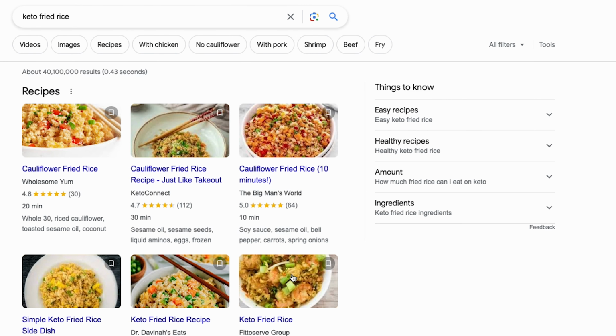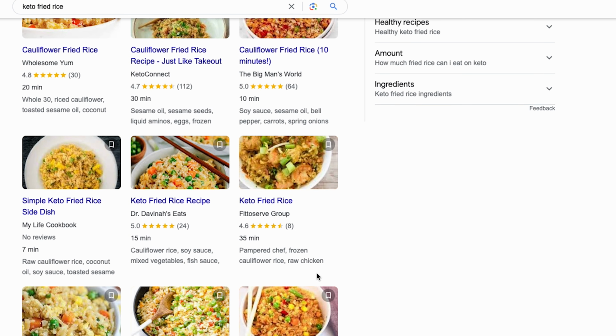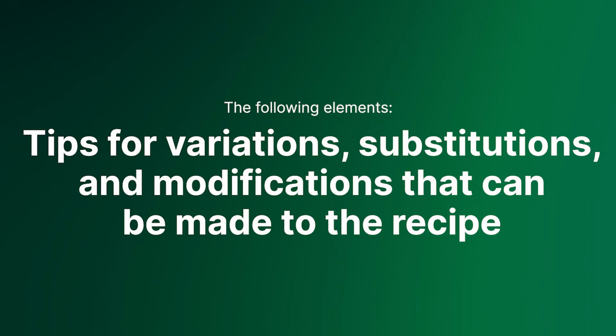This not only helps with accessibility of your website, but it also makes sure that search engines know how the image relates to the post. And to add even more content to your post, you want to add tips for variations and substitutions and/or modifications that can be made to the recipe.